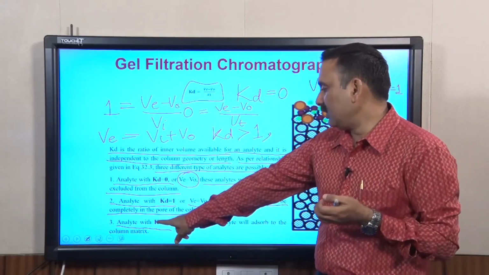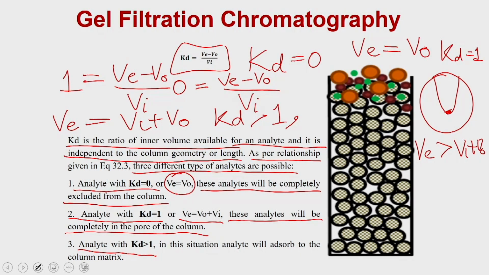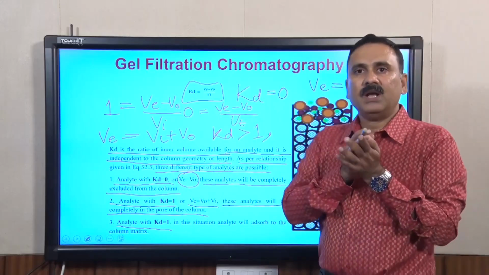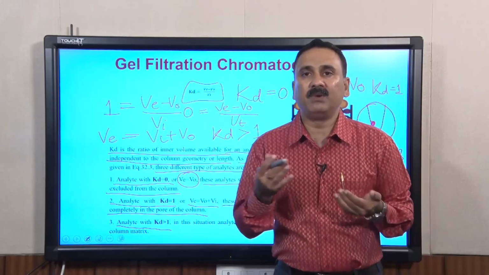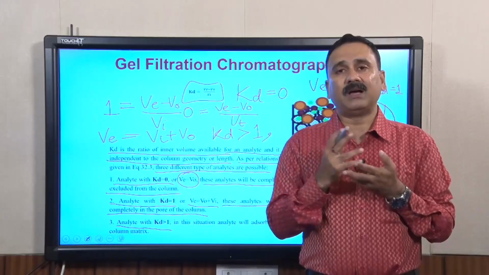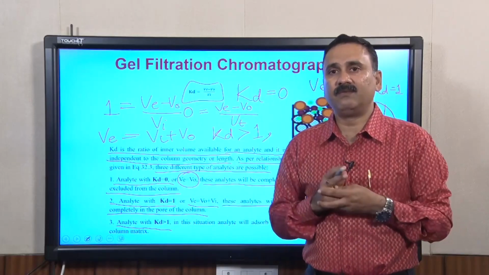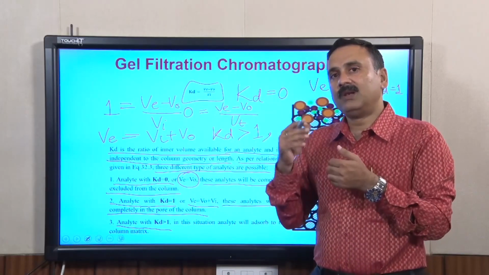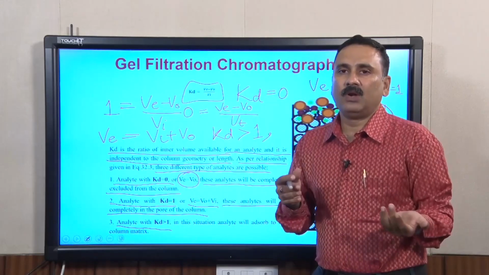But if the molecule shows a Kd bigger than 1, it means the molecule has irreversibly bound to these beads. In those cases you can flow the liquids, but the molecule is not going to come out. If the molecule goes and binds to one of the pores, then even if you flow the liquids, because we are not going to do any salt gradient or any such kind of treatment, the molecule will remain stuck to these beads and it will not come out.